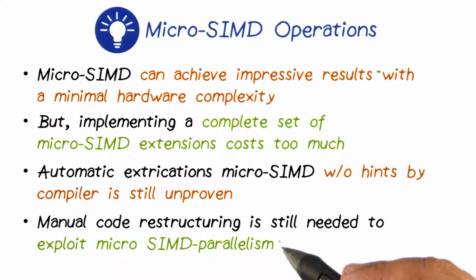And in all practical purposes, one does need to do some manual code restructuring by peeling some loops, by aligning the variables and so on. And that's why micro-SIMD parallelism exploitation is many times a bit of a manual effort.